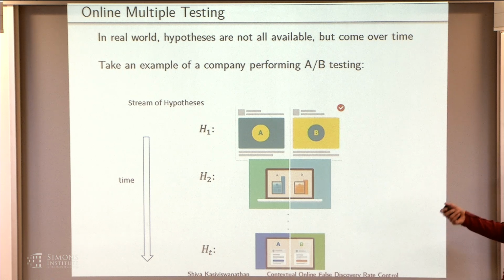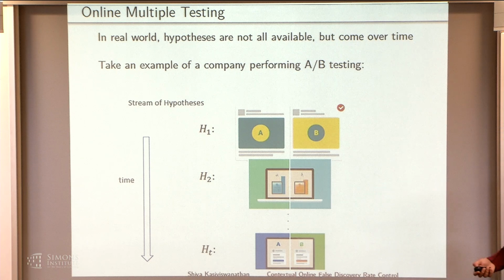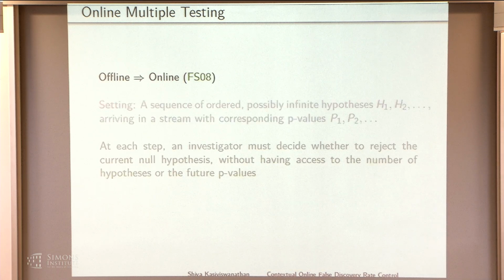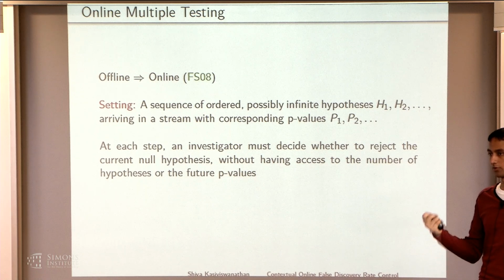Each time you have a new hypothesis, you want to decide whether to accept or reject it. This is what the online multiple testing problem is. You have a sequence of ordered hypotheses, H1, H2, and so on, each arriving in a stream with a p-value, p1, p2, and so on. At each step, you have to decide whether to reject the current hypothesis without having access to hypotheses that are coming in the future. You just have access to what's happened in the past, and you have to decide at that moment whether to accept or reject it.